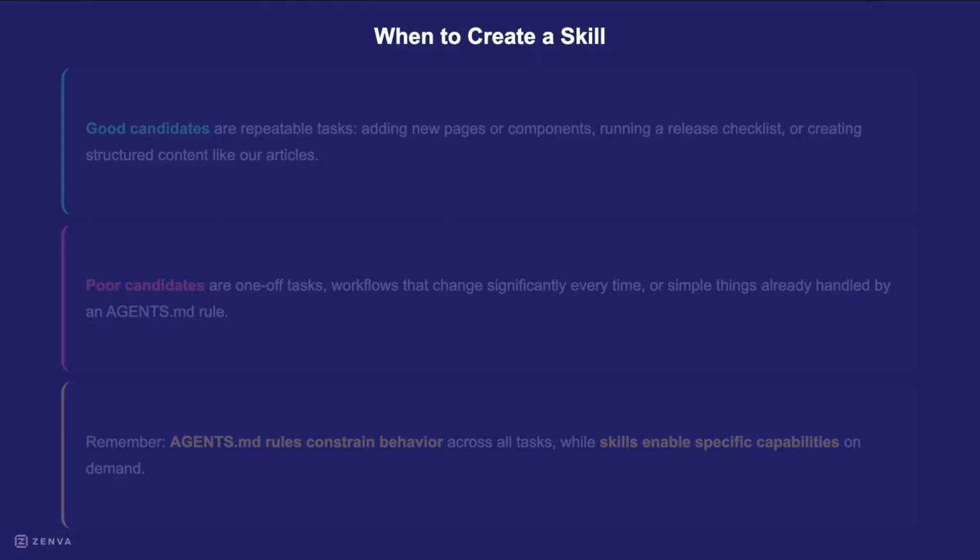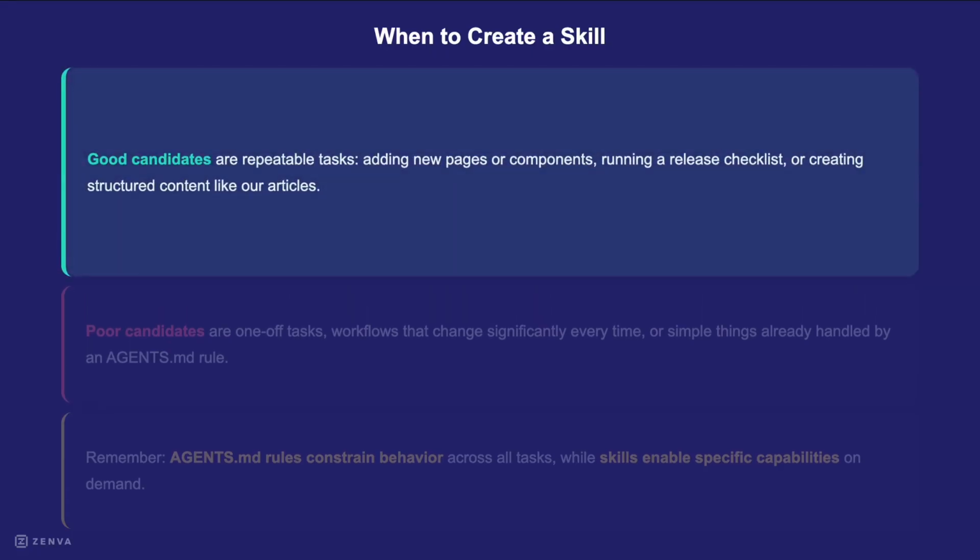Having seen skills in action, you might wonder when to use them. Deciding whether to create a skill for a workflow is key to leveraging Codex effectively. Let's explore good and poor candidates. Good candidates for skill creation are highly repeatable tasks: adding new pages or components, running a consistent release checklist, or creating structured content like the articles we just added.